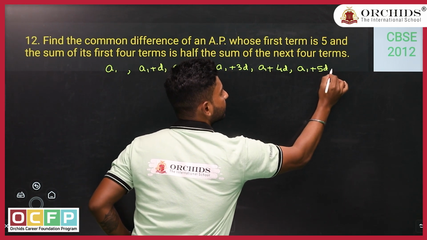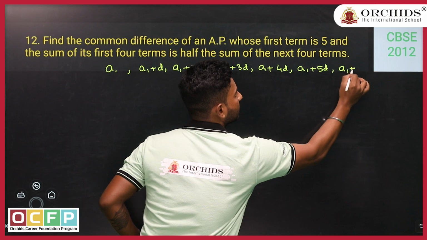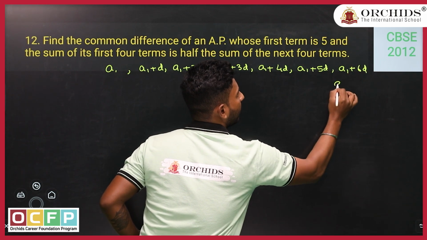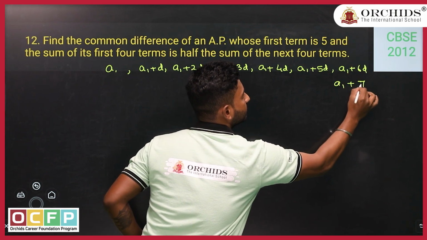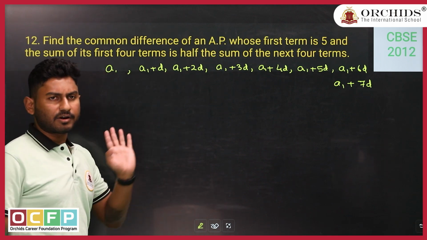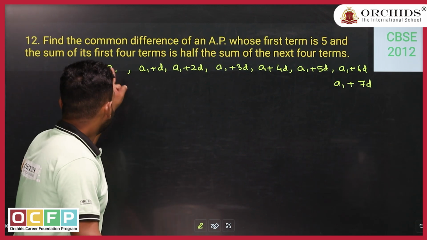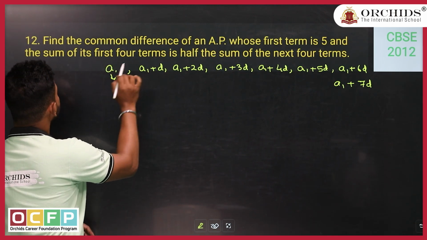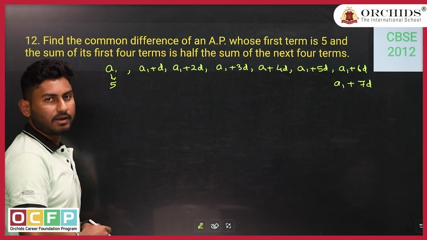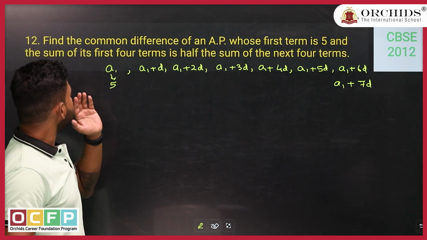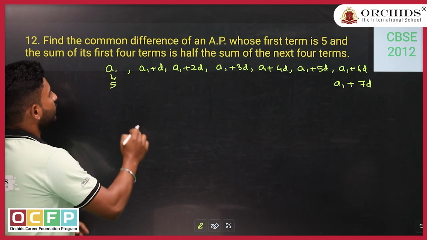Here is the 6th, we have the 7th term, and here is the 8th term. So suppose this is our arithmetic progression, fine. So what is A1 given? A1 is given as 5. The other thing is the sum of the first 4 terms.